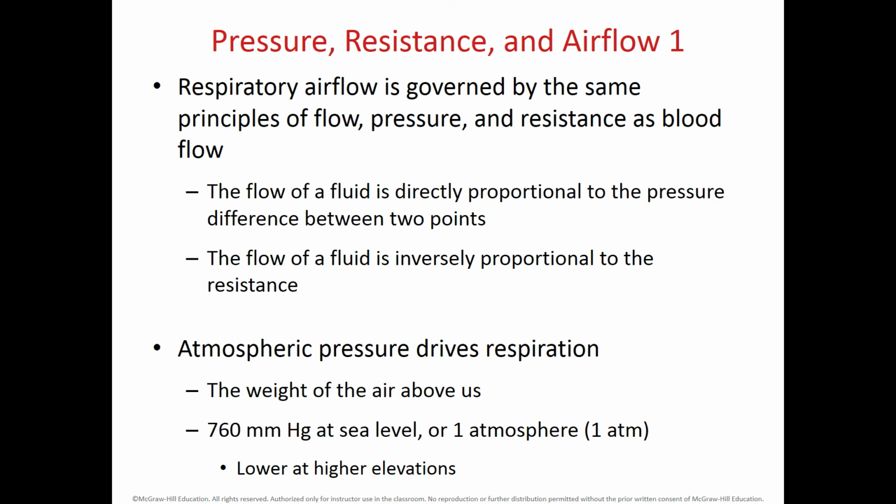But in normal respiration, you have a difference in atmospheric pressure relative to intra-alveolar pressure or intrapulmonary pressure that will drive respiration. So atmospheric pressure is 760 millimeters of mercury at sea level, or 1 atmosphere, and it will be lower at higher elevations.